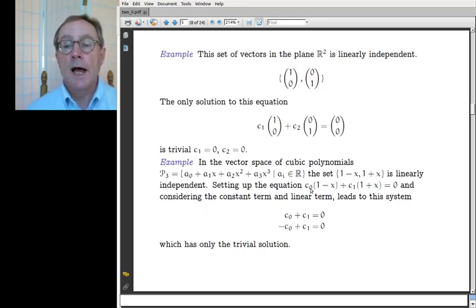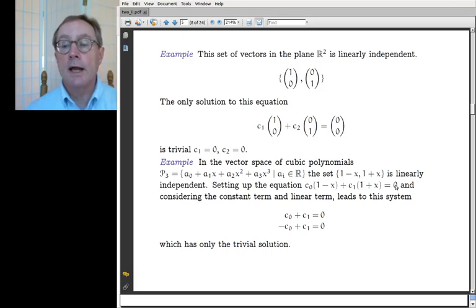Of course, the question says it is linearly independent. To prove that, I set up a combination of the two members of the set. They're vectors because they're members of a vector space. I set up a combination of the two vectors, set equal to the zero polynomial: 0 plus 0x plus 0x squared plus 0x cubed. So don't get confused, that's the zero member of the space.